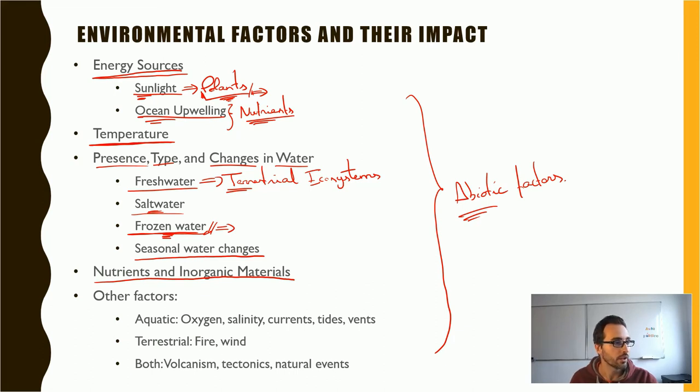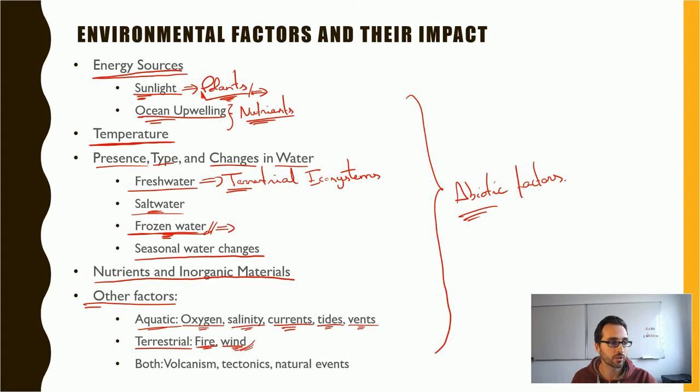And other factors in aquatic ecosystems, for example, oxygen is important, because there is a gradient of oxygen in both freshwater and saltwater aquatic ecosystems. The salinity is also important for the distribution of species in aquatic ecosystems. The presence of currents, because they distribute the nutrients. The tides are quite important for coastal ecosystems, and winds. For terrestrial ecosystems, fires and winds. Winds are so important for the distribution of seeds.